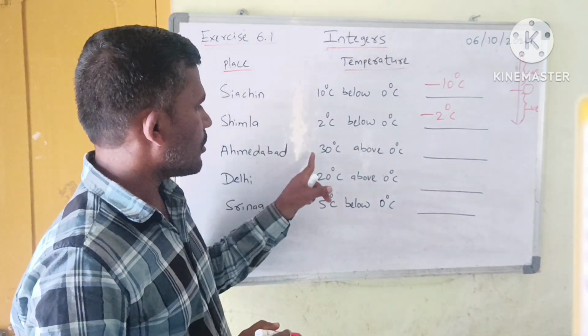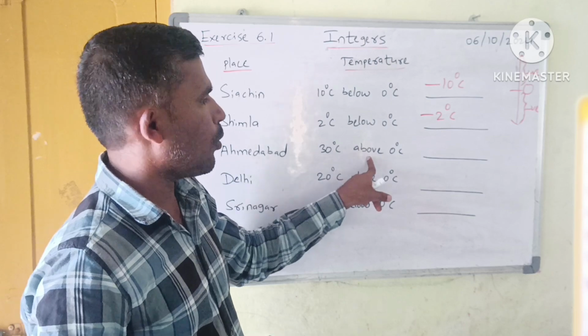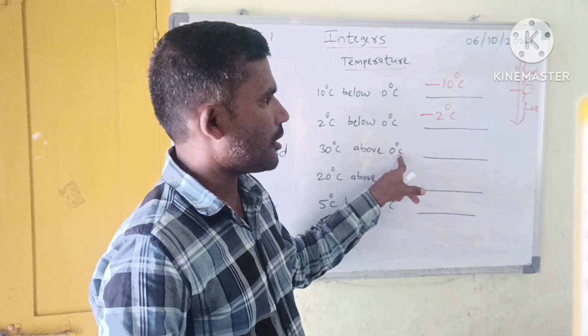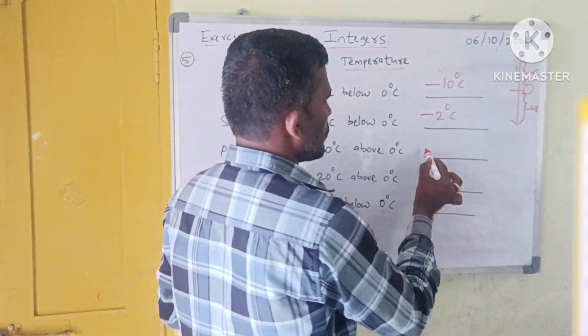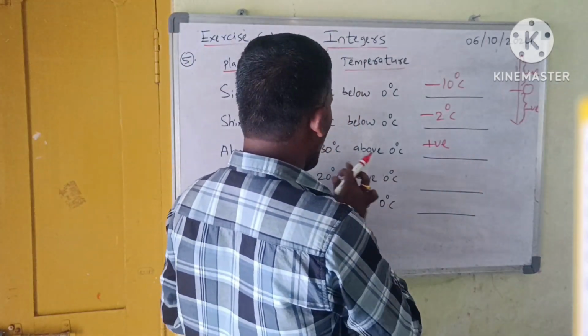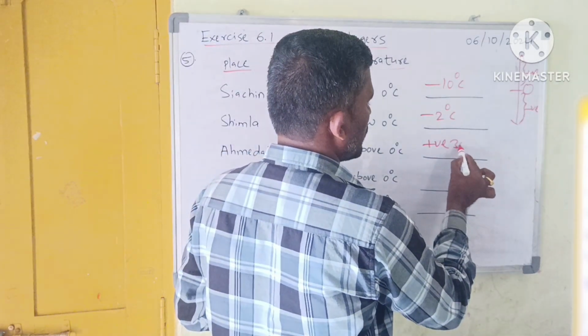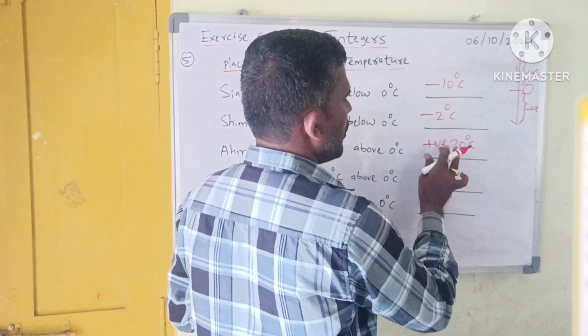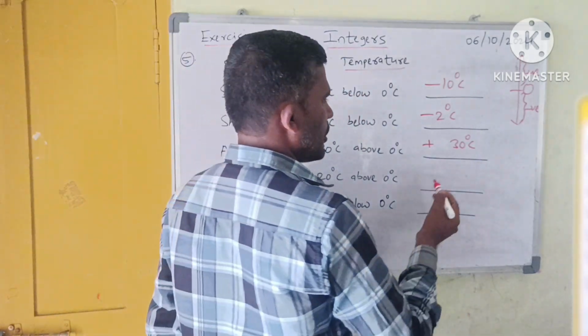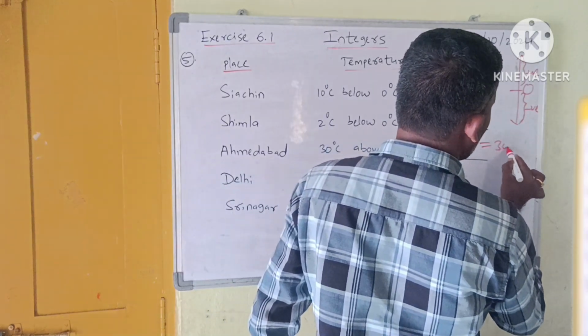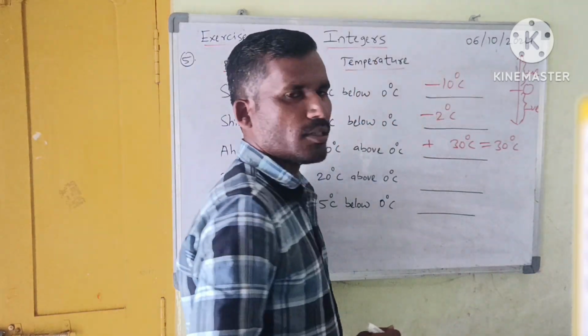Ahmedabad is 30 degrees centigrade above 0 degrees centigrade. Above 0 is positive, so you take the positive sign. And how much is given? 30 degrees. So that is plus 30 degrees centigrade. Plus 30 degrees centigrade can be denoted as only 30 degrees centigrade also.